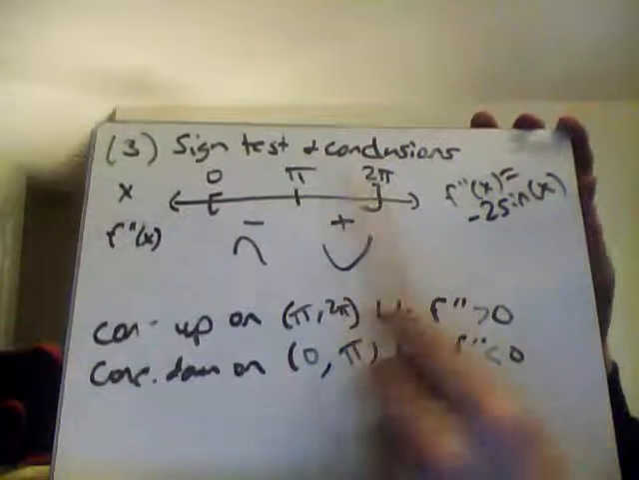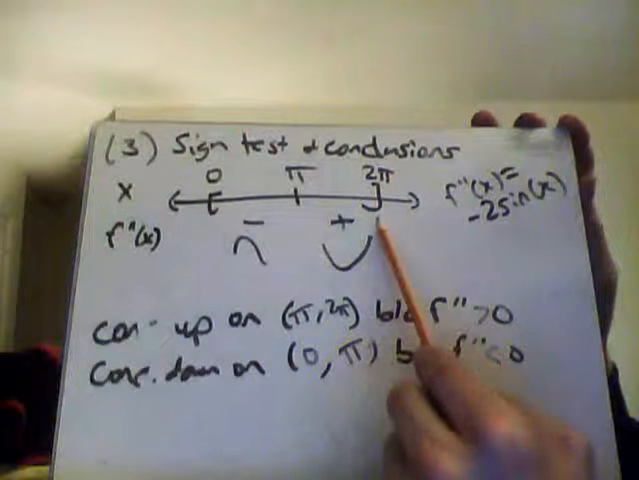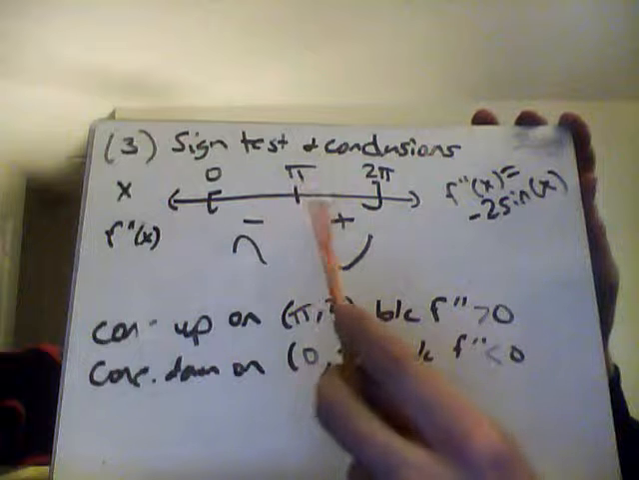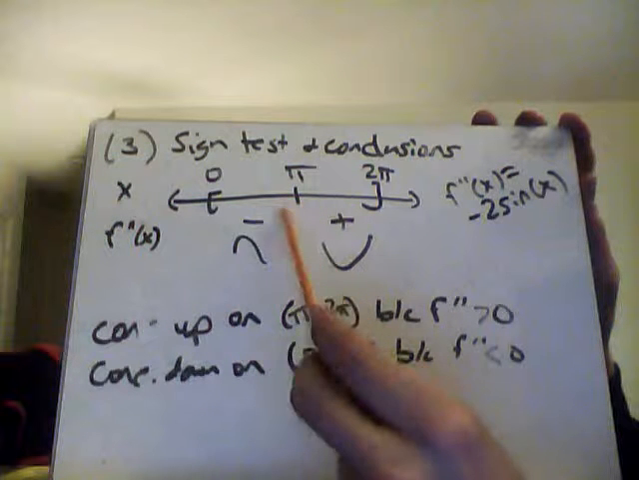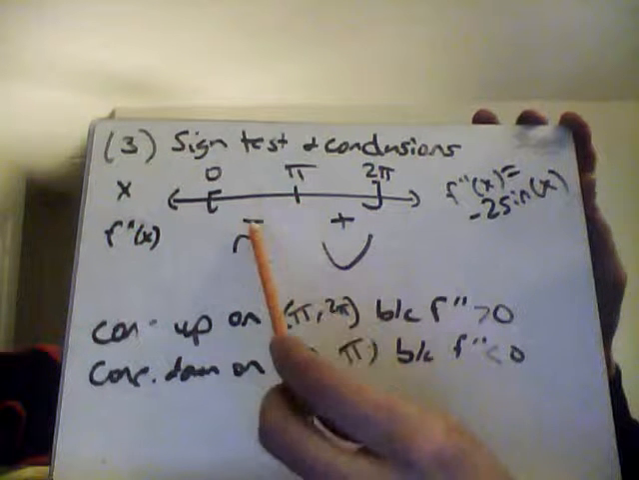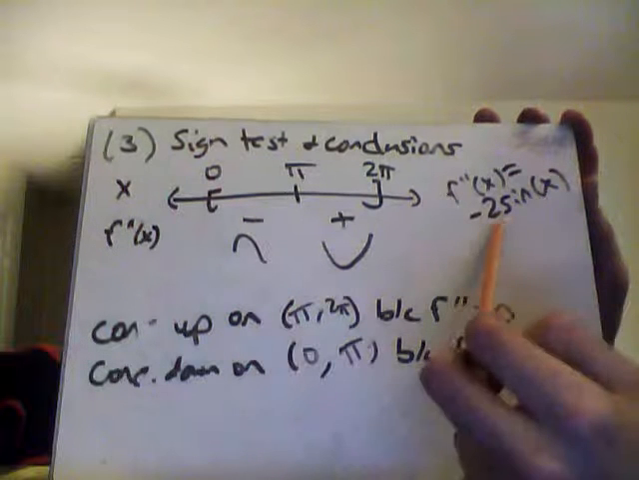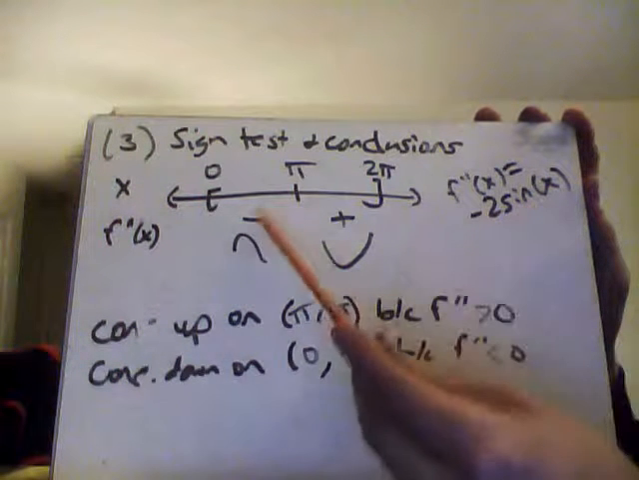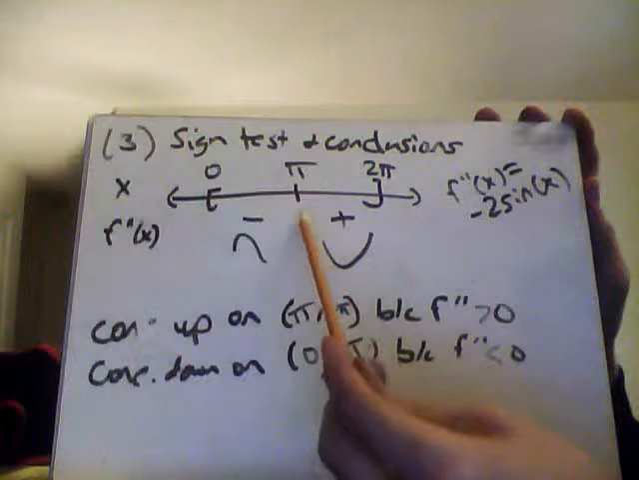Remember that 0 and 2 pi are parts of our interval anyway, so we would have included them, but we will certainly consider them when we're doing our test. Here we don't even need to really consider points in between. If you'll remember, our second derivative was negative 2 sine of x, which means that our second derivative will be negative in between 0 and pi.